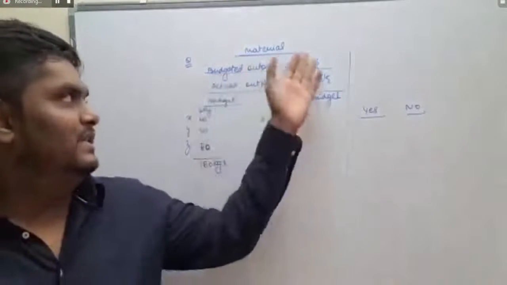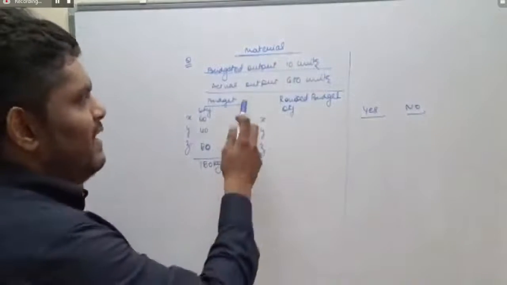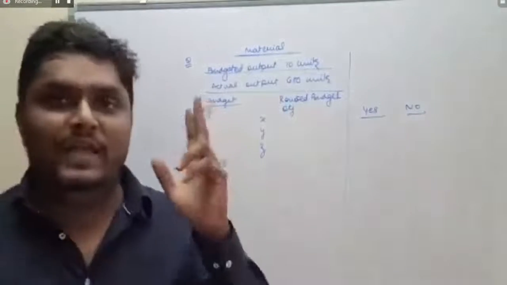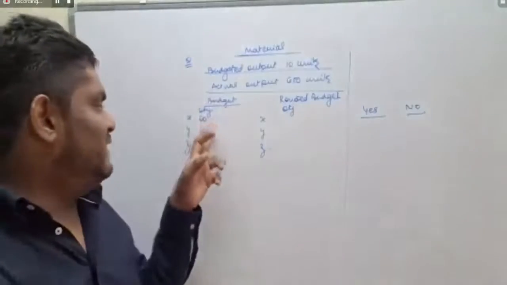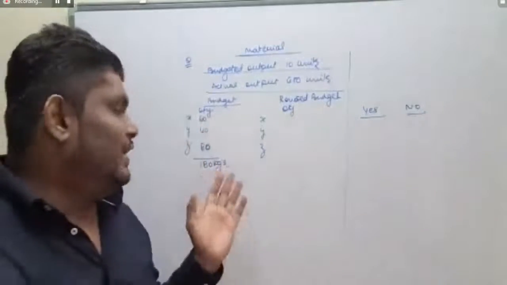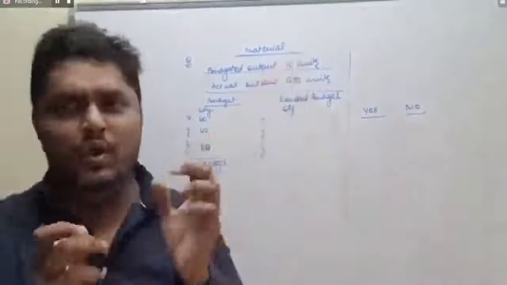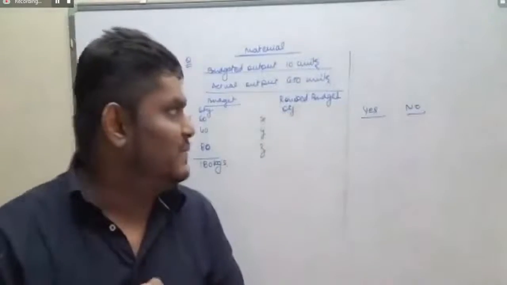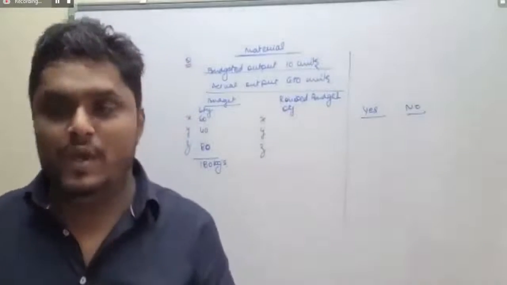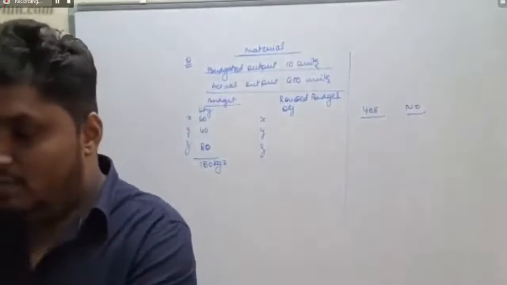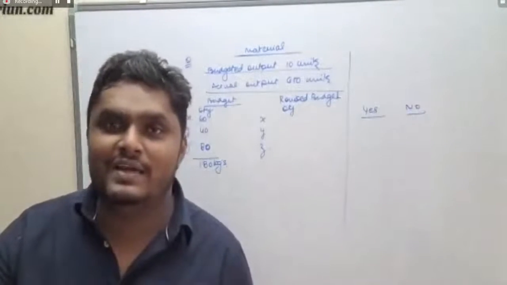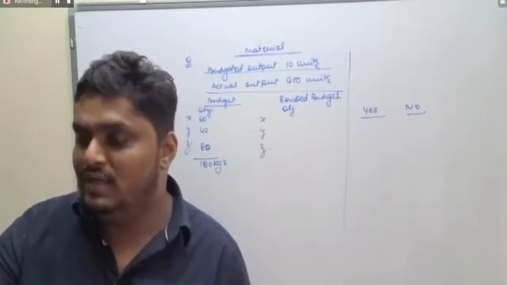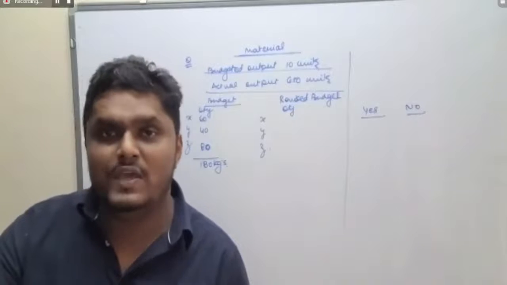I repeat again, the budgeted output is 10 units. The actual output is 600 units. The budgeted quantity required to manufacture these 10 units is 60, 40, and 80 kgs. Total 180 kgs to manufacture only 10 units. So what will be the revised budget quantity for X, Y, Z? Waiting for your answers. Those who are writing, all clear. Let's see who is the first one to answer. Giving you a minute.